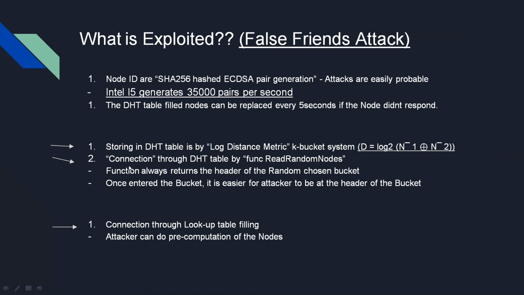And number four is we attack the function read random nodes property and sorting property of DST table K bucket. So this is very specific to how Geth actually invokes the functions. Number five is we attack through lookup table protocol. We will do pre-computation of the nodes and attack this lookup table. We will see how these exploitations work in DHT and lookup table.